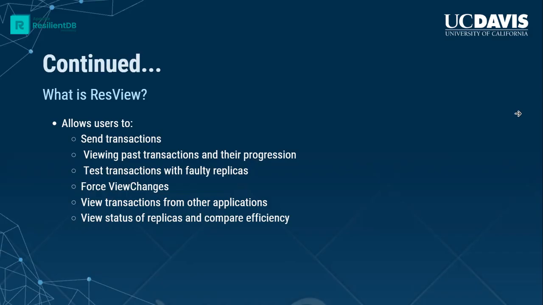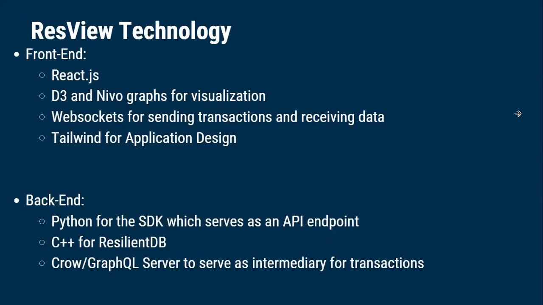You're able to force view changes by making a majority of the replicas faulty. You're able to view transactions from other applications. So let's say I made a new front-end application that makes use of ResilientDB. If I sent a transaction from that application, I would be able to see that transaction in ResView. And finally, you're able to view the status of replicas, whether they're faulty or not, and compare their efficiency. So you can see how replicas 1 and 2 compared to replicas 3 and 4 when it comes to sending out and receiving messages.